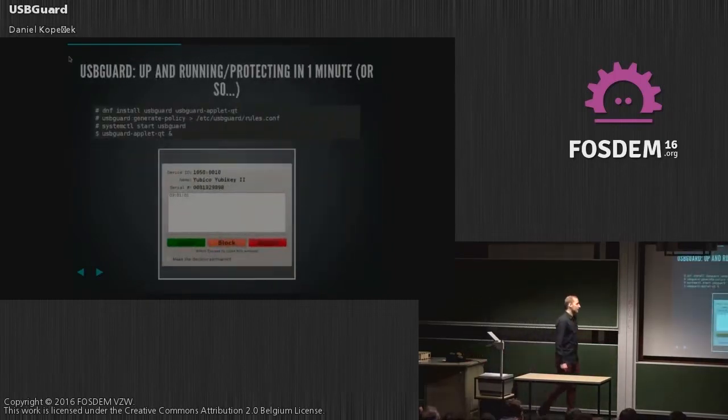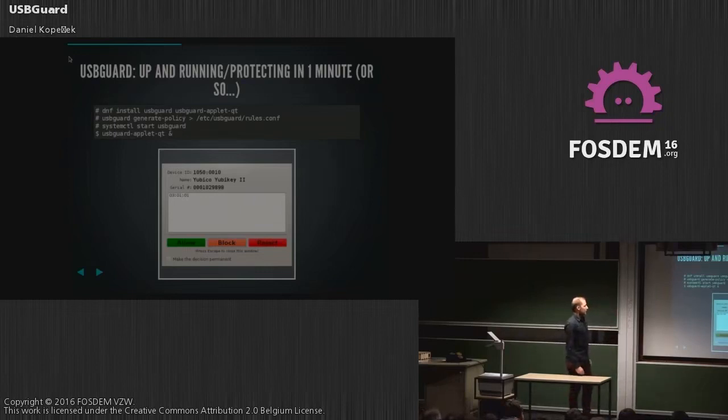So this is like a 1 minute how to set up Usbguard in your system. If you are using Fedora, then you can just copy-paste these commands. If you are using Ubuntu or something else, then you have to replace the first command to install actually the packages or compile them if they are not available on your distribution.